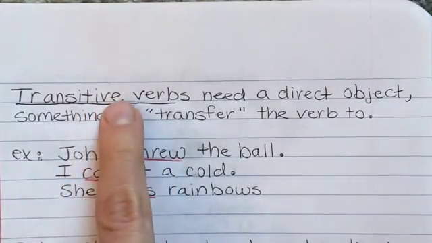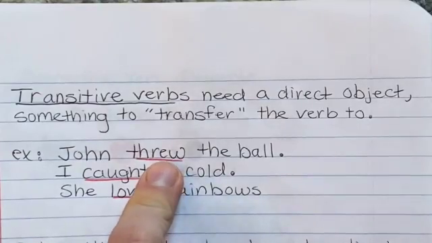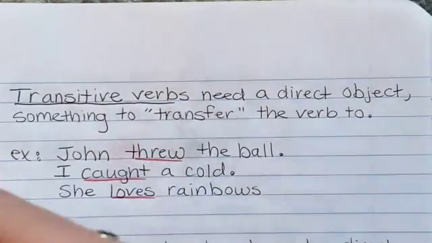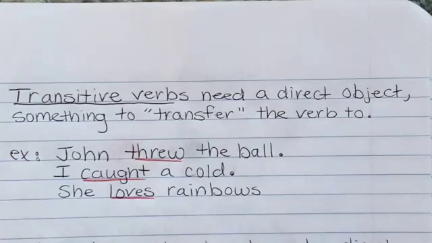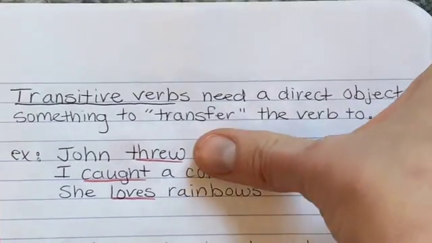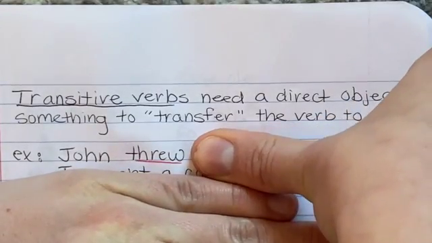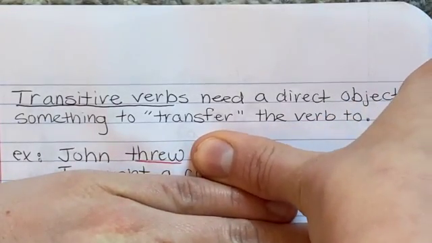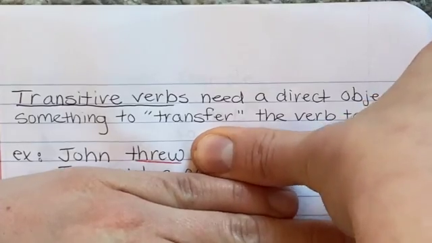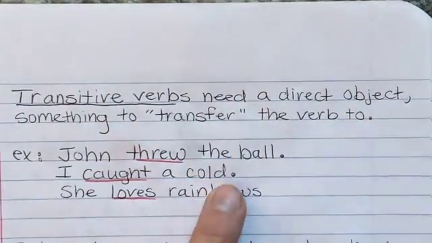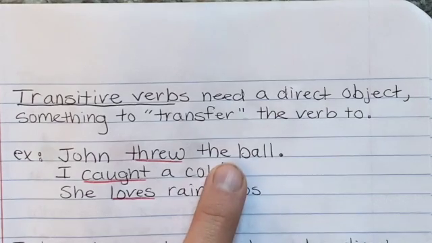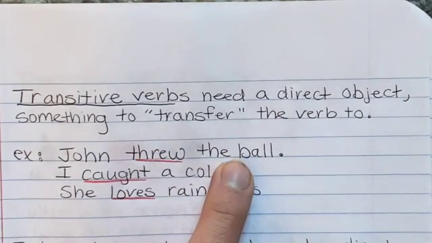Now a transitive verb, in this case threw, needs to have something to transfer the verb to. If we just had the sentence, John threw, well, threw what? We need more information. So a transitive verb needs an object to transfer the verb to. In this case, it's the ball.